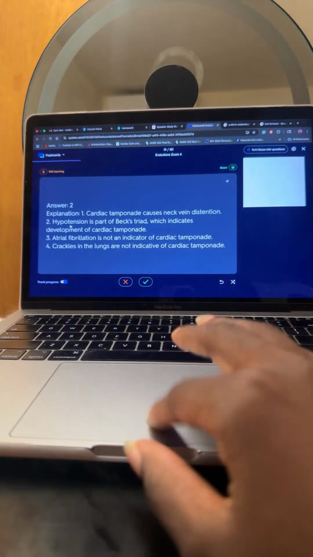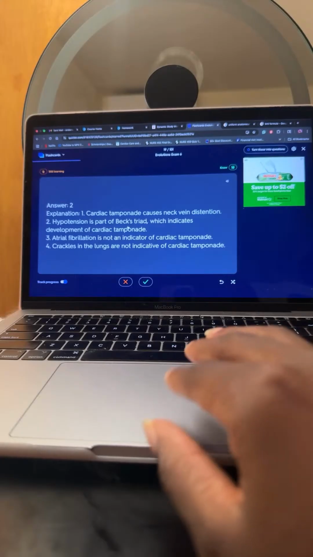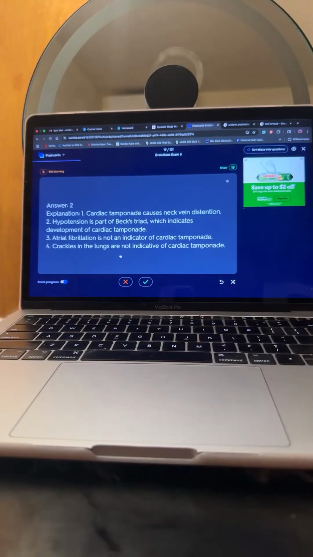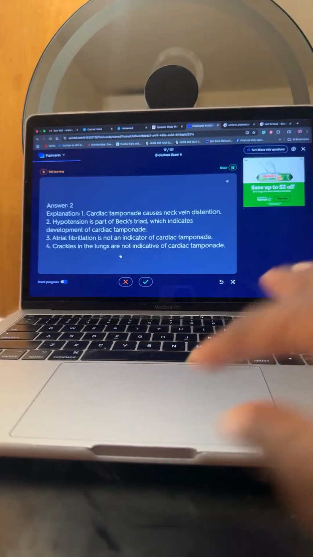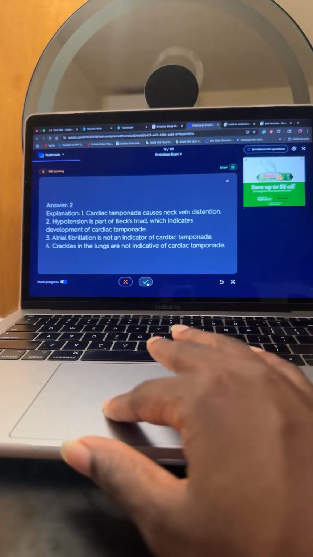Yep. So hypotension is part of Beck's triad, which indicates development of cardiac tamponade. And the other two things are the muffled heart sounds and the jugular vein distension. See, it says it here. Cardiac tamponade causes neck vein distension.